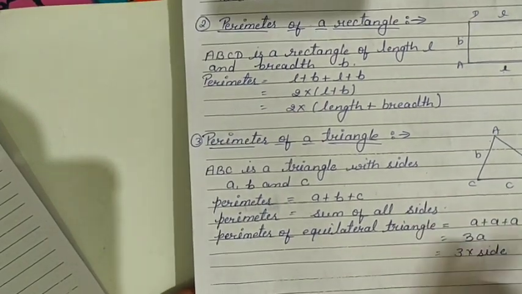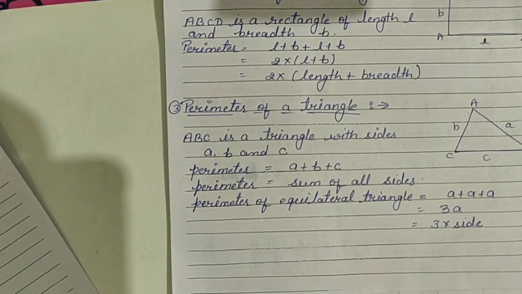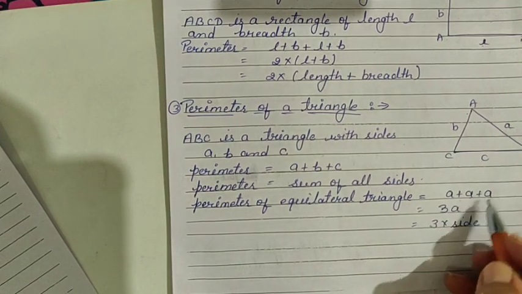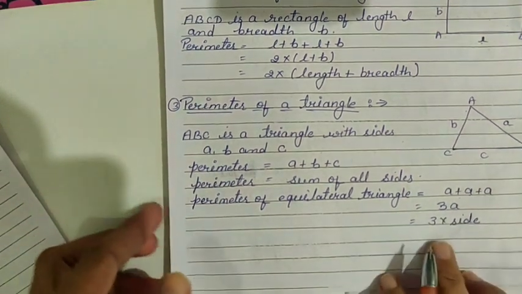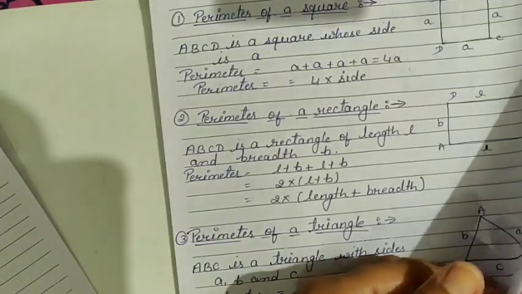So perimeter of an equilateral triangle. Three sides of an equilateral triangle are equal in length. So A plus A plus A, that is equal to 3A. So perimeter of an equilateral triangle is equal to 3 into side. So these are the formulas of perimeter.